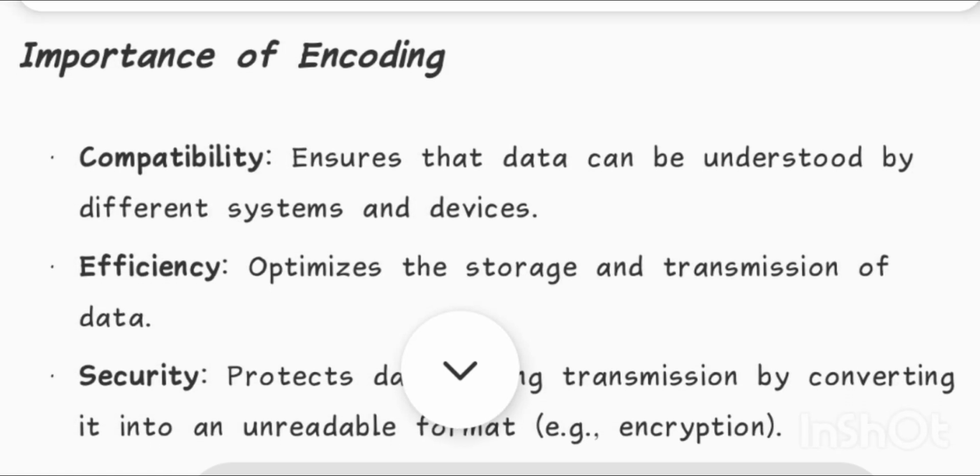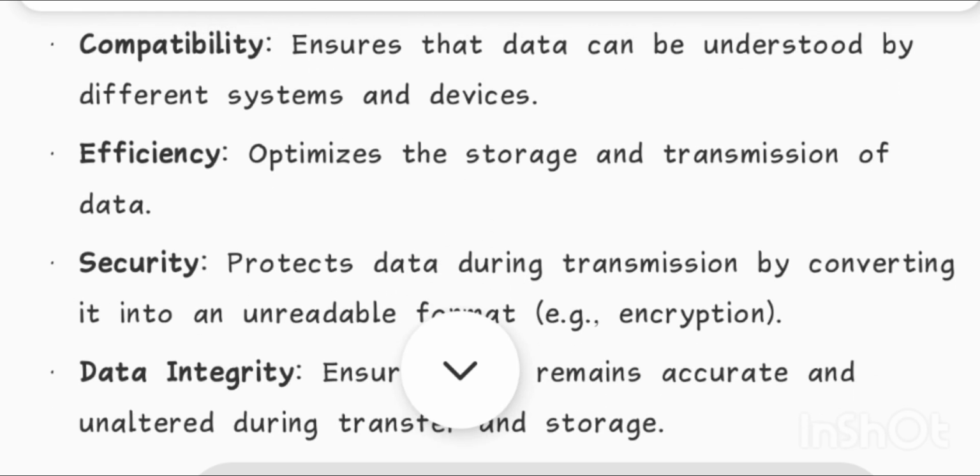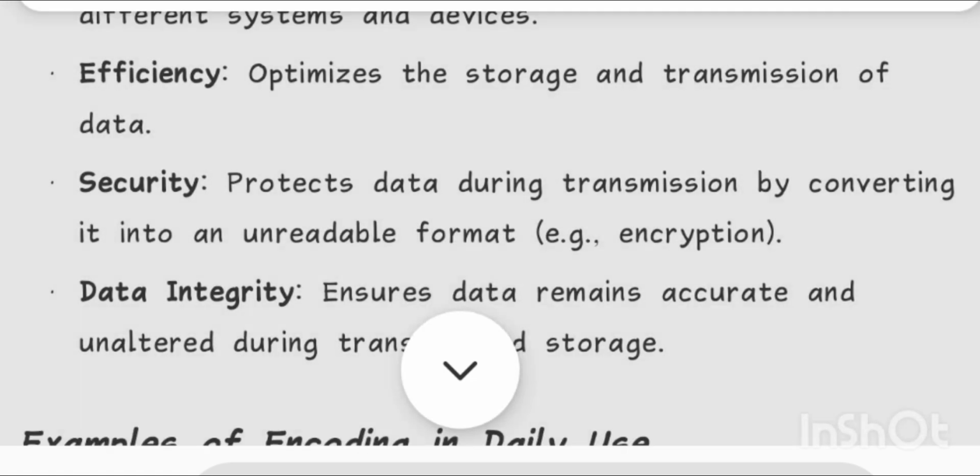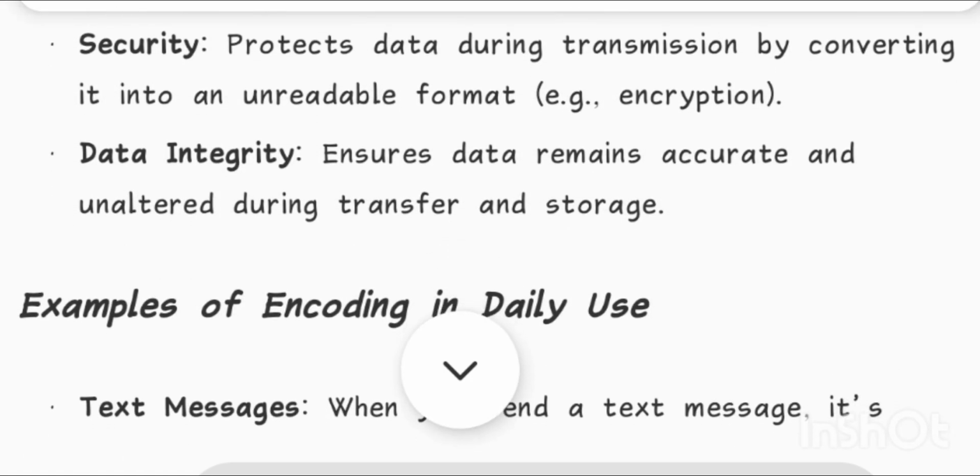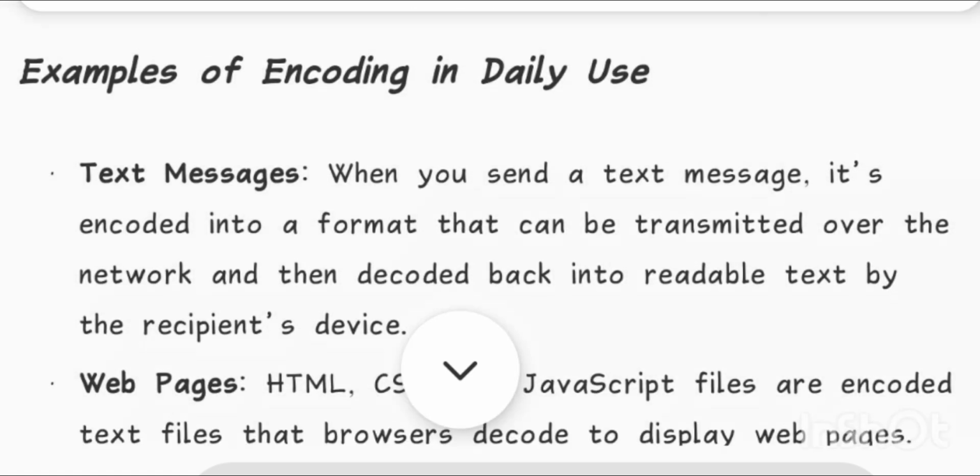Importance of encoding. Compatibility ensures that data can be understood by different systems and devices. Efficiency optimizes the storage and transmission of data. Security protects data during transmission by converting it into an unreadable format, e.g. encryption. Data integrity ensures data remains accurate and unaltered during transfer and storage.